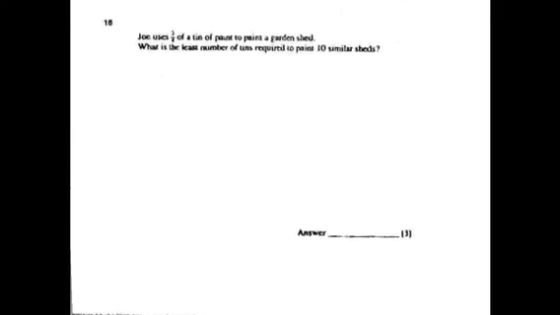Question 15. John uses 3/4 of a tin of paint to paint a garden shed. What is the least number of tins required to paint 10 similar sheds? Well, you've got 3/4, and of course for 10 we've got to multiply by 10.